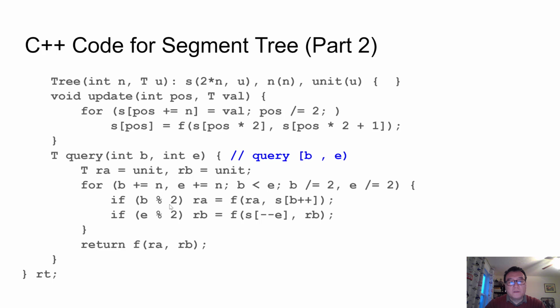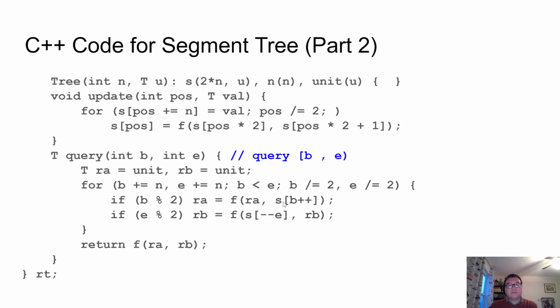Inside each loop, any time b or e is odd, we need to add some other value. If it's odd, then that's handled at this level, so we directly take that value, and then we increment b. Then b will become even afterward. Basically, if we have an odd, that means we have a single element on that level that we have to take, so we do that. This RA will keep track of all the values from the left side, and RB keeps track of all the values from the right side. When it stops, we will just return these two values added together.